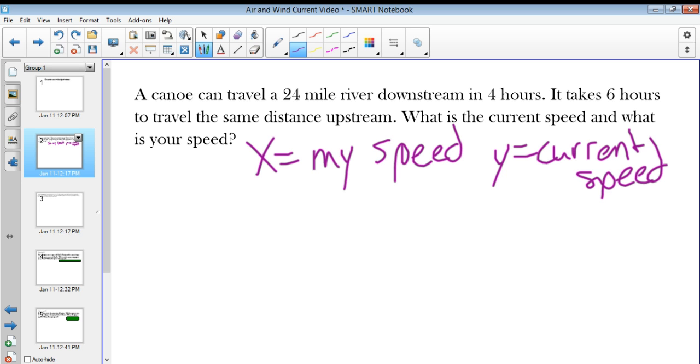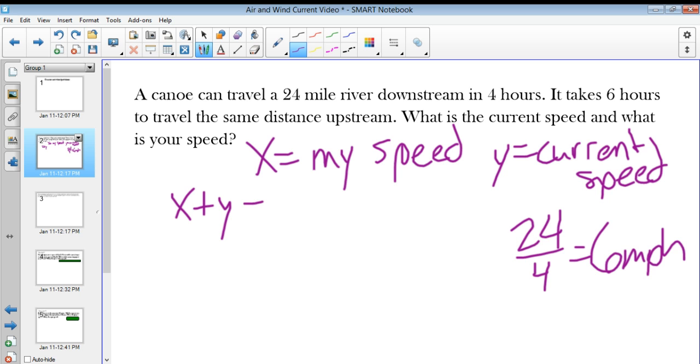Now, if I'm traveling downstream, I'm doing that in a certain amount of time, and that time is 4 hours. So 24 divided by 4 is equal to 6 miles per hour. So traveling with the river, or x plus y, is equal to 6 miles per hour. The reason I'm doing that is because x and y are both speeds, and a speed plus a speed has to be equal to a speed. If you did x plus y is equal to 24, you're saying speed and another speed is equal to distance, and those units don't match up. So we need to make sure we do that correctly.